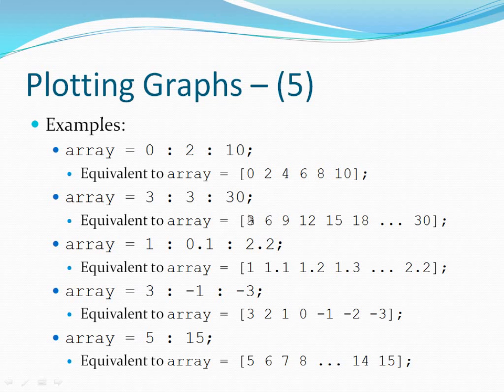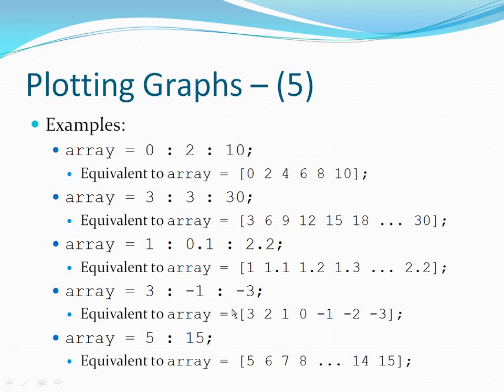If I wanted to create an array from 1 to 2.2 in steps of 0.1, you'd have 1, 1.1, 1.2, all the way up to 2.2 in steps of 0.1. So the increment tells you how much you need to add to the previous element to get the current element that you want. You can also go backwards. You can also start from a number and then decrease by an increment of a negative kind. So for example, if you wanted to create an array from 3 down to -3 in steps of -1, this would be 3, 2, 1, 0, all the way down to -3.